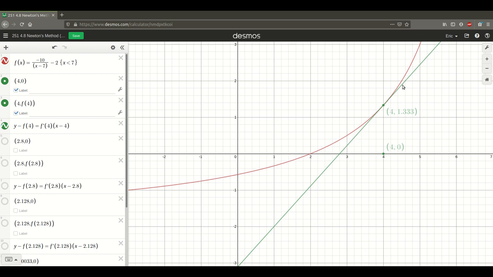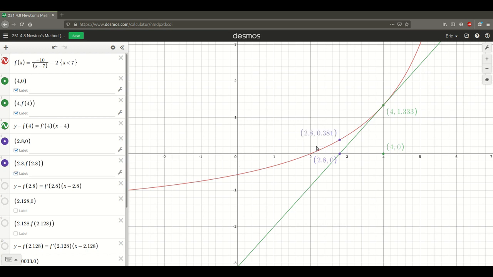And now notice how this green line, when we go to find the x-intercept, brings us closer to the root of that polynomial. So when we find the x-intercept of this green line, we get this point, 2.80. Now we're going to find the point on this red curve that has an x-coordinate of 2.8. That's up here.